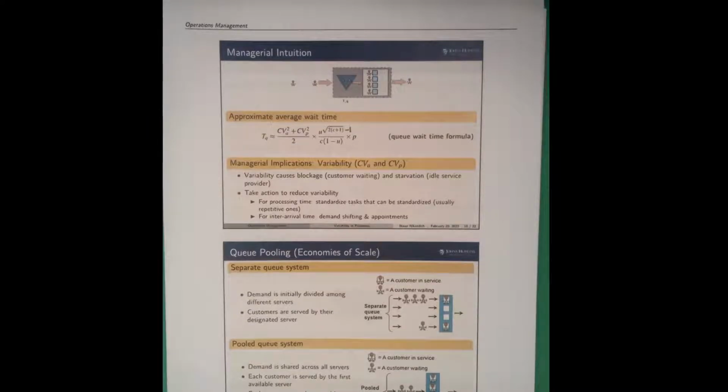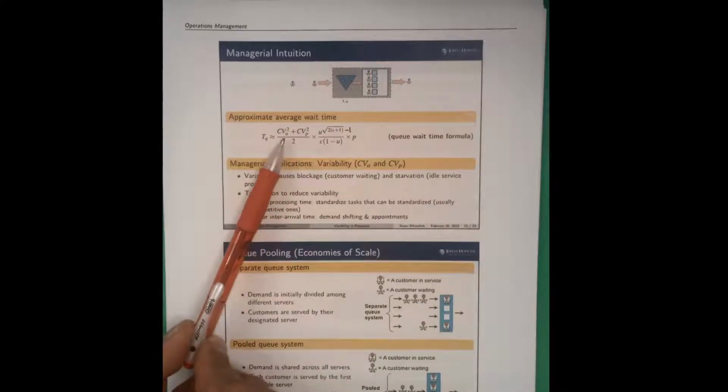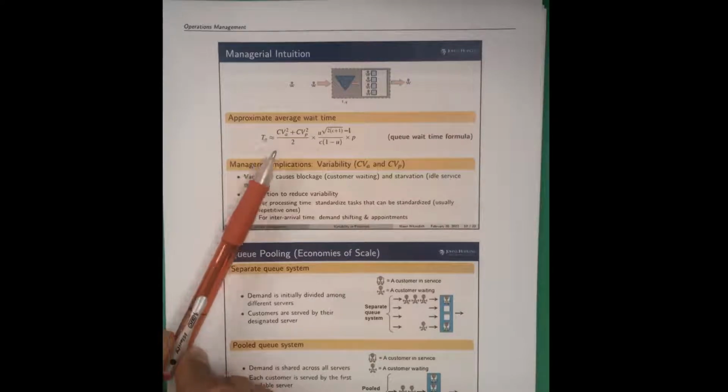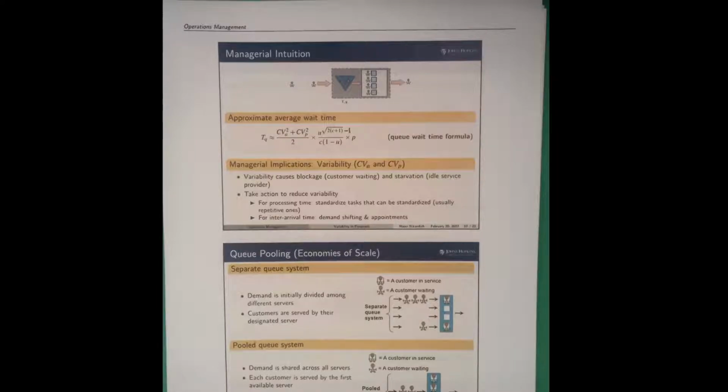Now let's look at one more managerial insight, and that is the impact of variability. By increasing variability right here, you see that again the time in line, the amount of time that each customer is going to wait, goes up. And again, that relationship is not linear. If you cannot accommodate high wait times, then you need to make extra effort to bring down variability.